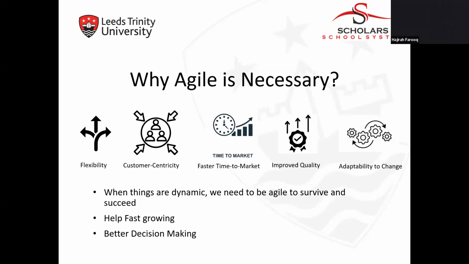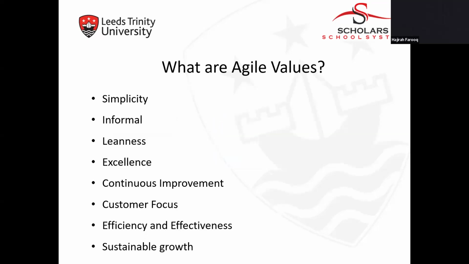Then we discussed the importance of agile. Why is agile management so necessary? It is very important because of the flexibility that it offers and the customer centricity that it offers. It provides us a faster time to market the products or services that we have for the customers. It improves the quality of our services or products, and it also makes us easily adapt to changes. So when things are dynamic, basically, we need to be agile to survive and succeed. It helps the companies to grow faster and it also facilitates better decision making.